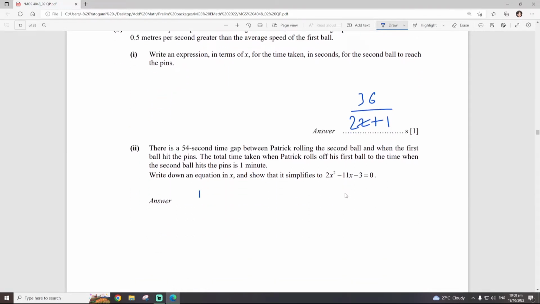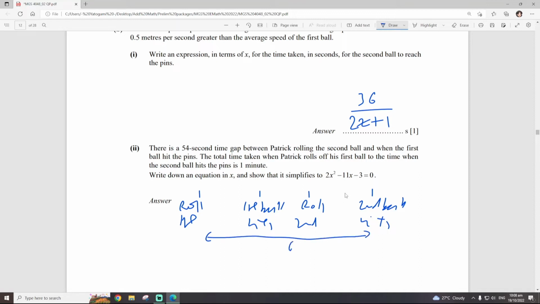So first, roll first ball, first ball hits, roll second ball, and then second ball hits. So this entire time interval is 60 seconds, whereas the time interval between rolling the second ball and when the first ball hits is 54 seconds.